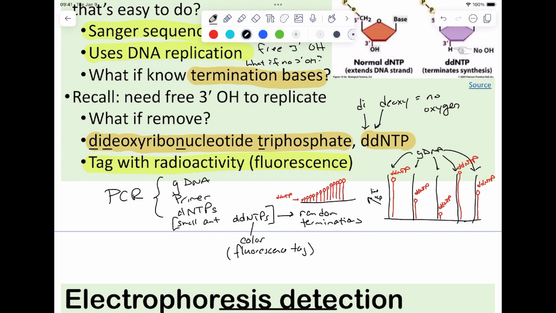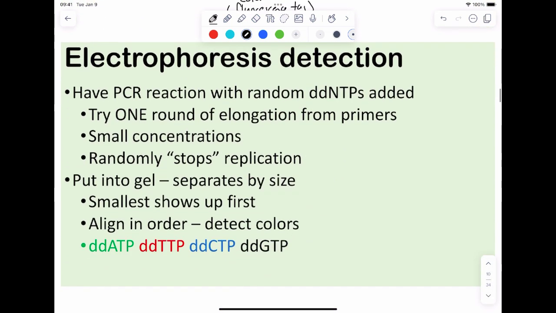So how do we get the sequence? So we run our PCR. We have your DNA, the source. We add a primer because we have to give it a starting point. We add NTPs to let it replicate. But we throw in some terminators, and we're hoping that this will happen enough that if I were to run these in order from smallest to biggest, I can get the order of the bases. The way that we would detect it is we just do gel electrophoresis. You've done this.